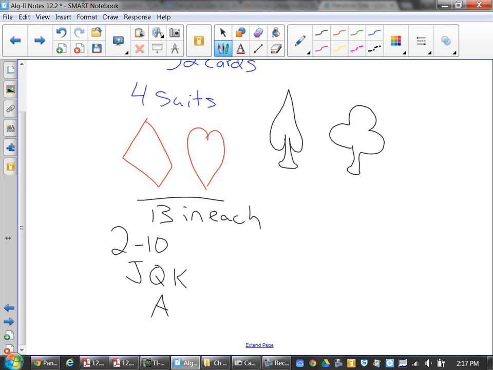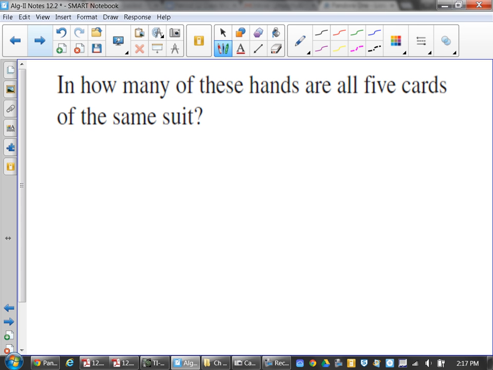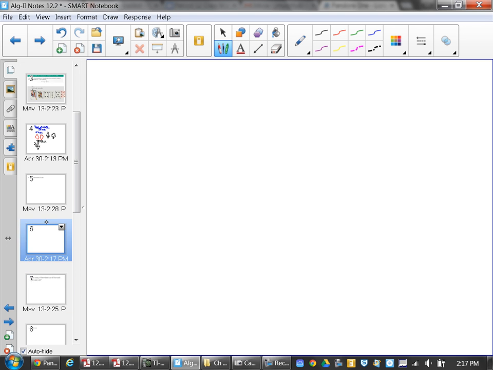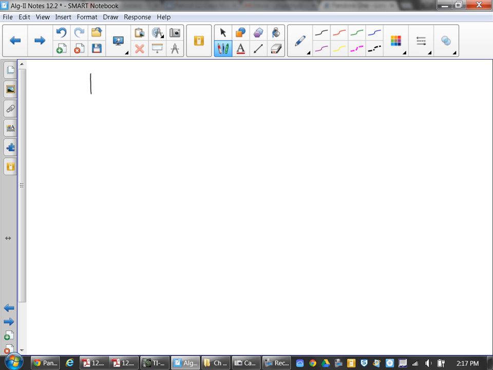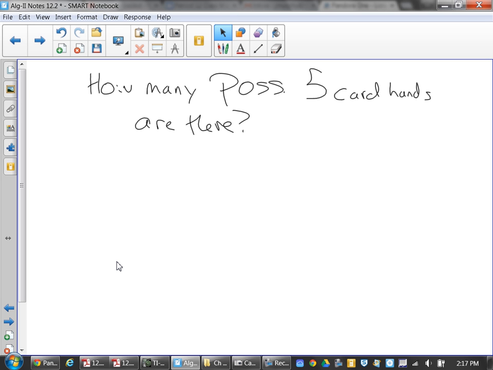So what I want to think about is when you're looking at possible card hands. What I want to look at is, sorry, let me back up. How many possible 5-card hands are there? I want to think about how many possible 5-card hands there are.